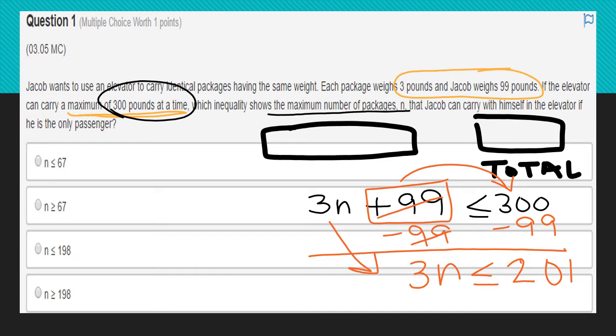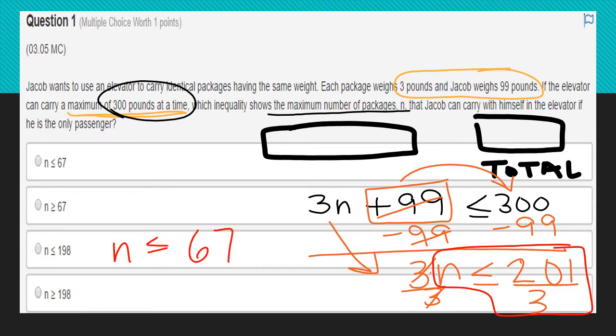And then from here, we want to get n by itself. We look, it's 3 times n. We do the opposite, which means we divide both sides by 3. 3 divided by 3 is 1. That would cancel. And so we're left with n is less than or equal to 201 divided by 3, which is 67. So we know our answer should have been A on this one, the first one.